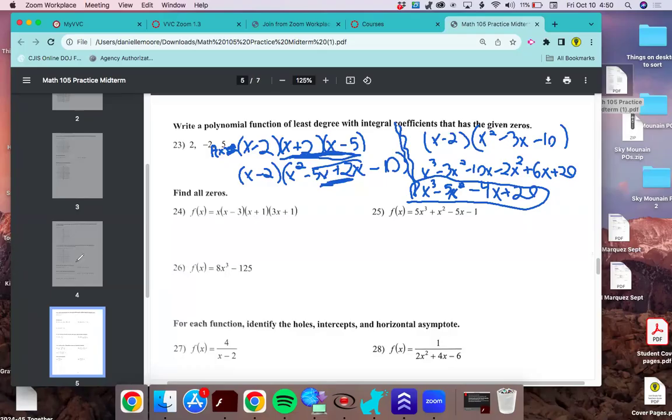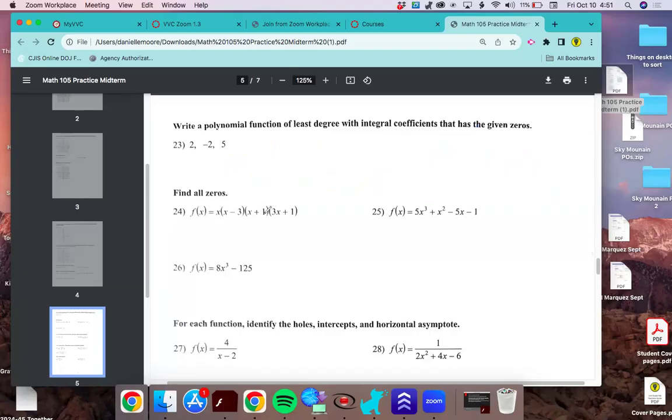Now clearing that junk off. Now we have finding all zeros here. When it's given to you in factored form, finding zeros is no big deal for us. We'll just kind of take it in pieces.